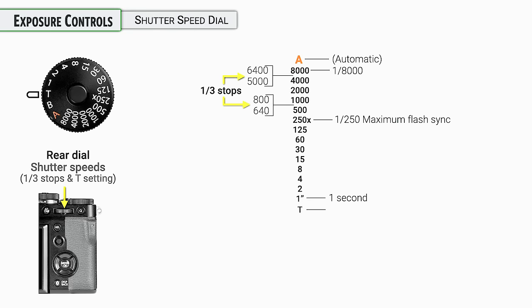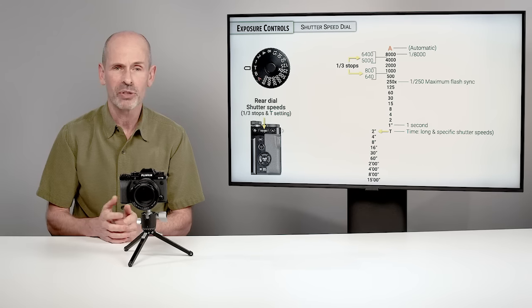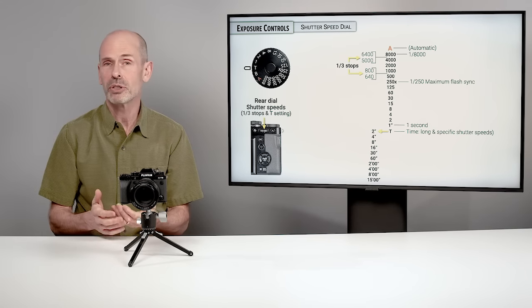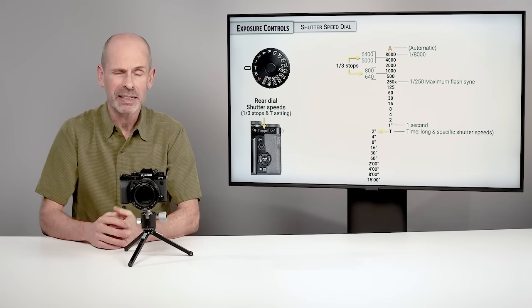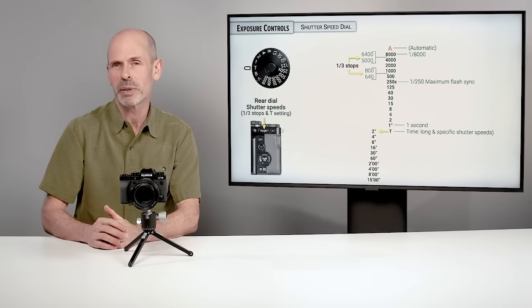Next up is the T setting. T stands for time, but it's for long and specific shutter speeds. So if you don't like to use the shutter speed dial, you'd rather just use one of the regular command dials on the camera, set it to T, and you can adjust using the back dial on the camera the full range of shutter speeds. And I have done that more times than I would like to admit.